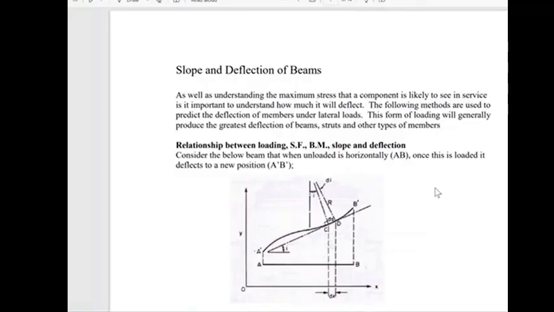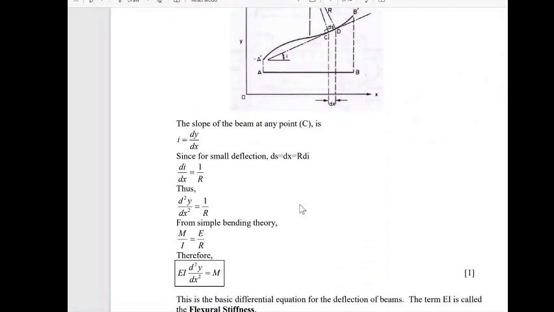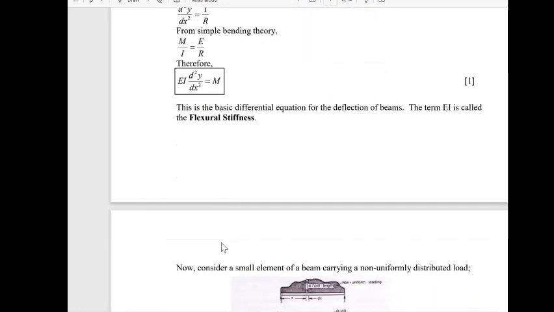If we have a look at the handout which I uploaded last time, slope and deflection of beam theory, we talked about the basic concept. The flexural stiffness times the second derivative of the vertical displacement is equal to our moment. We're going to use that, but we're going to consider what happens now if that moment changes.